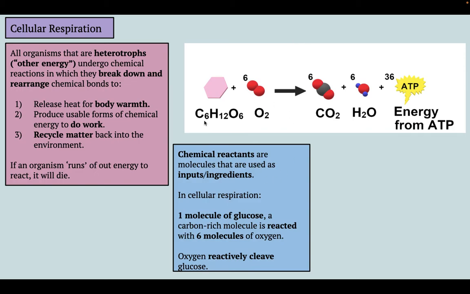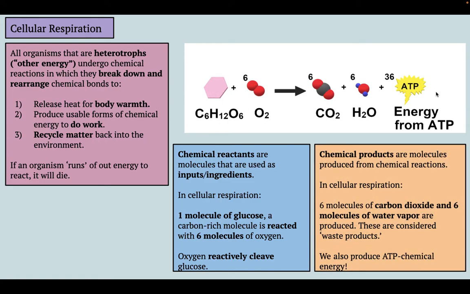So when we're thinking about any chemical reaction, there's two components to it. The first are the reactants, or the inputs, or the ingredients. These are the things that are used to make a reaction occur. In cellular respiration, we use one molecule of glucose with 6 molecules of oxygen. And the oxygen is a reactive molecule that helps split and cleave and rip apart the bonds in glucose.